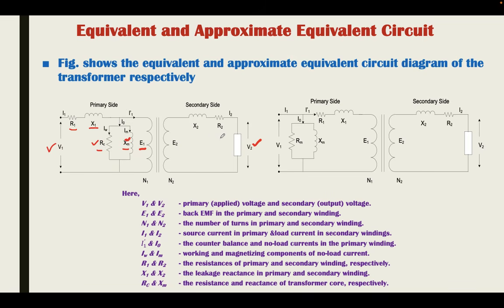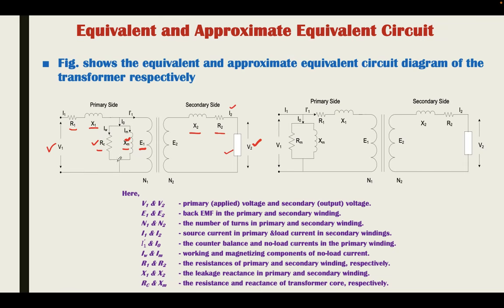Considering the secondary side, the secondary winding has a resistance R2 and the leakage reactance X2. The current flowing in the secondary winding is I2 when some load is connected across it. However, when there is no load, the current in the secondary side will be 0.